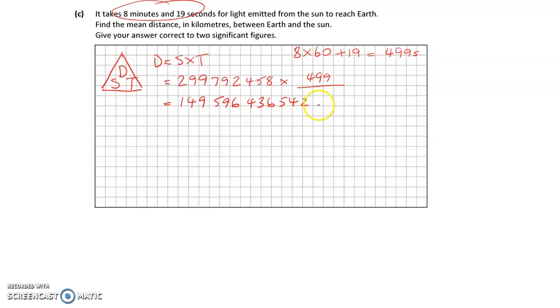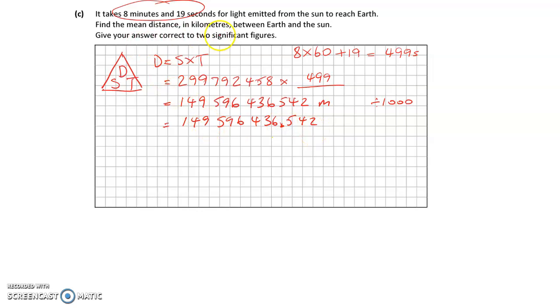149,596,436,542. Now, that is meters. Think about it. I multiply meters per second by seconds, so what I'm left with is meters. So the final step I have to make is to change it into kilometers. For that, I'm basically going to divide by 1,000. So it's going to be 149,596,436.542. What have I done? I've moved it 3 decimal places. I've divided by 1,000. So as a result, I've got that answer there.